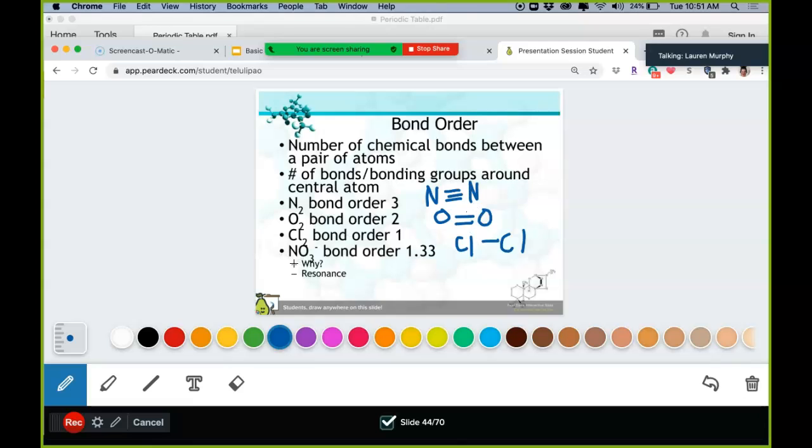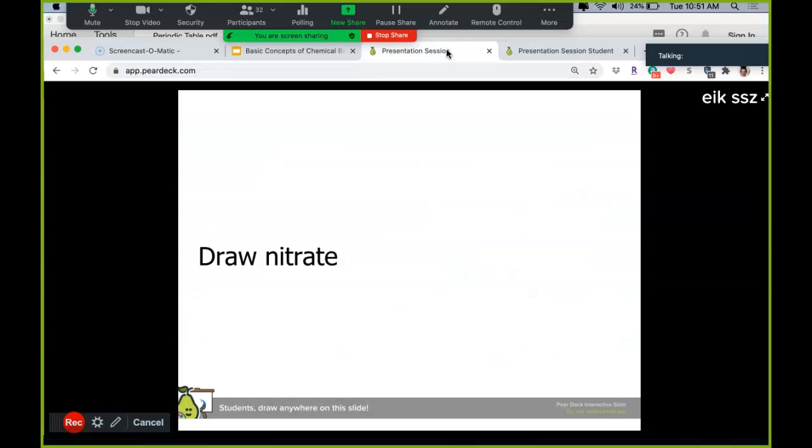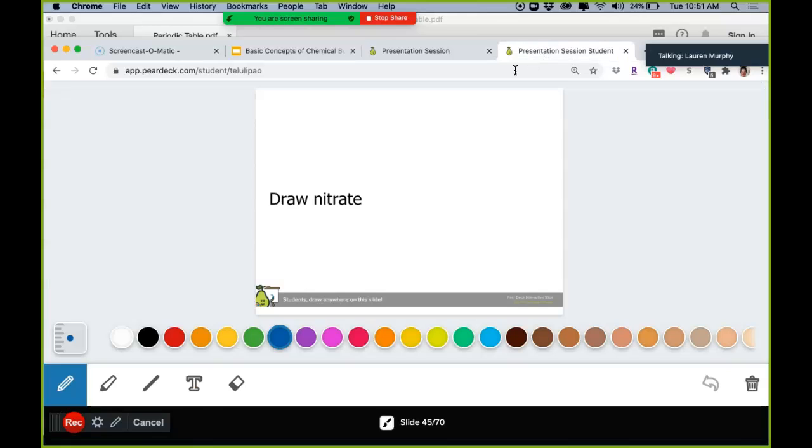And then you go, oh, nitrate, what? 1.33. So now I have to introduce you to this new concept called resonance. So please draw nitrate. Now nitrate is a polyatomic ion. So nitrogen has 5 valence electrons, oxygen has 6, and there's 3 of them, right? And plus 1 more because of the -1. So I have 24 electrons I get to work with.